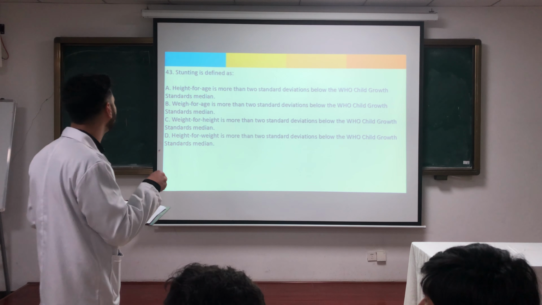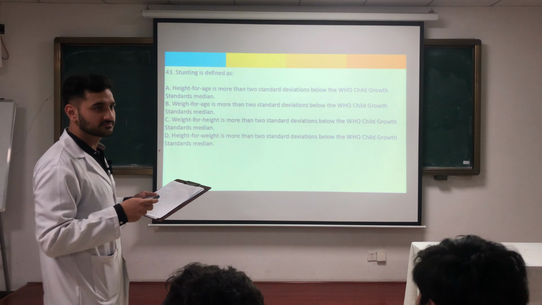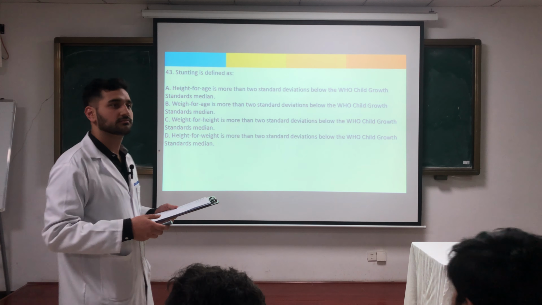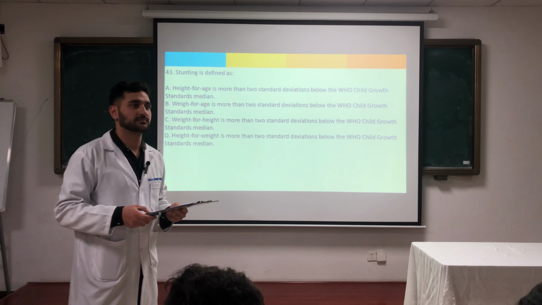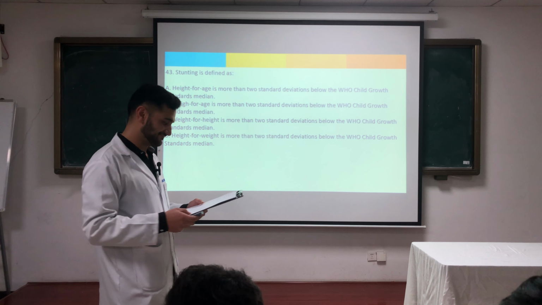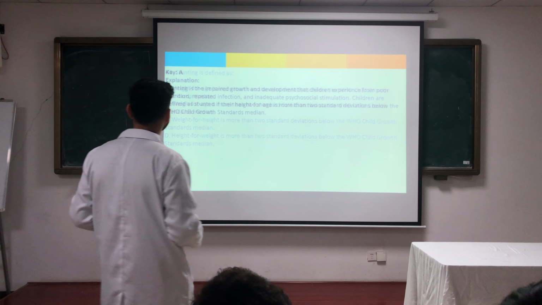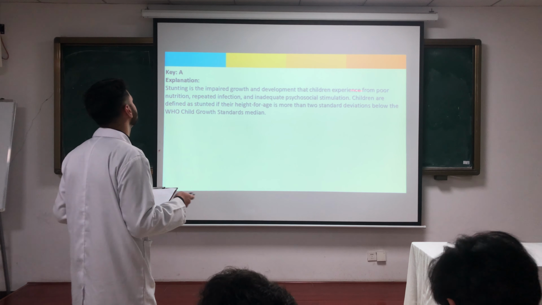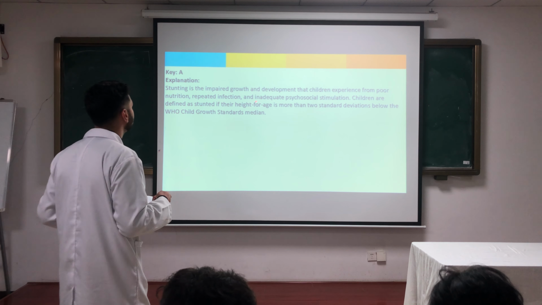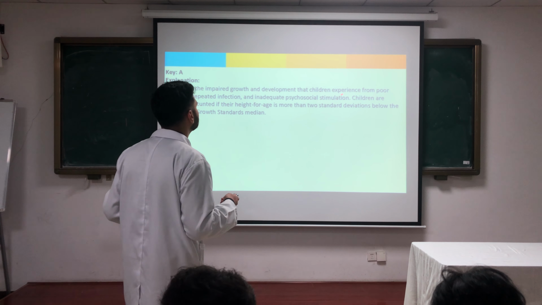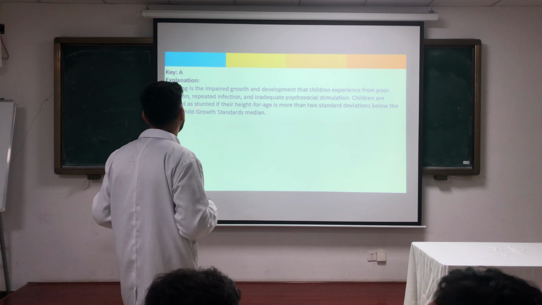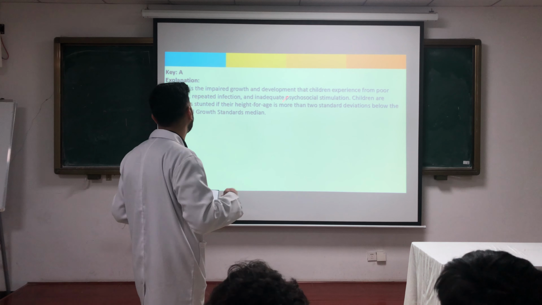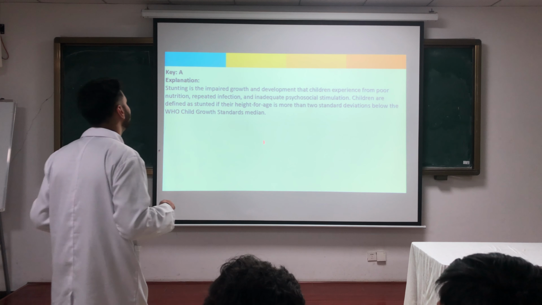Farooq, can you tell us the answer of this question? Height for age is more than 2 standard deviations below the usual height for the standard median. Okay, thank you. Stunting is the impaired growth and development that children experience from poor nutrition, repeated infection, and inadequate psychological stimulation. Children are defined as stunted if their height for age is more than 2 standard deviations below the WHO child growth standard median.